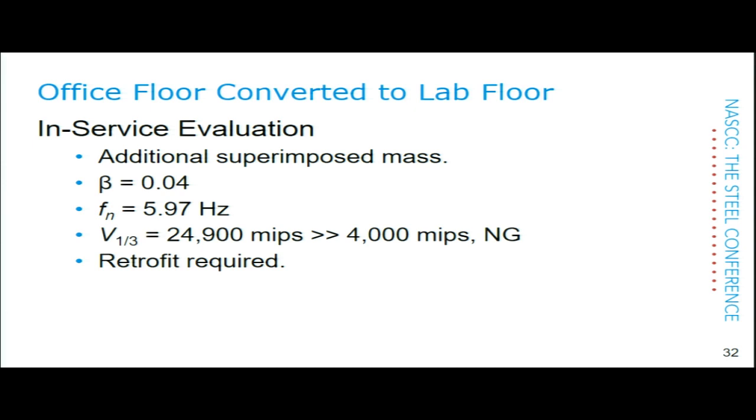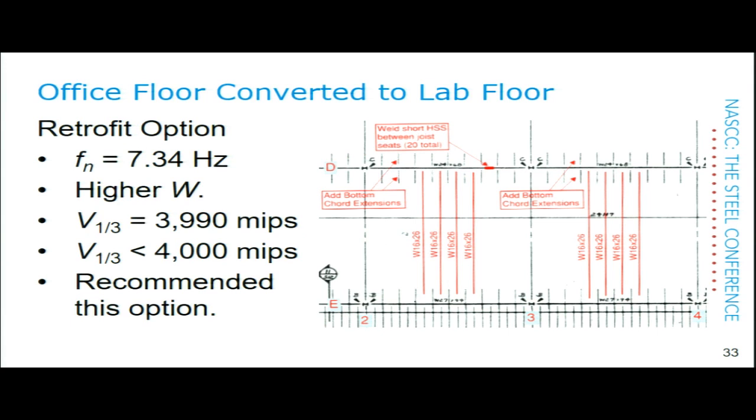Okay, so using our method, we came up with almost 25,000 microinches per second predicted. That's obviously way higher than the 4,000 microinches per second, so it's no good. Now we can move to the third step. We have the retrofit required. So let's use the calibrated method now to design the retrofit.